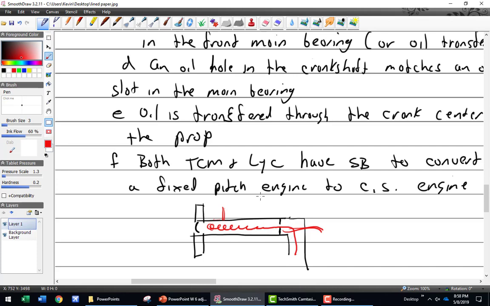Well, if you want to convert this to a constant speed, what you do is you knock this out, and most important, you put a plug here, because that's critical. Plug this up, install the governor, run the line forward, plumb it into the case, and voila. You've got a constant speed. And now the oil pressure goes that way. That's all there is to it.